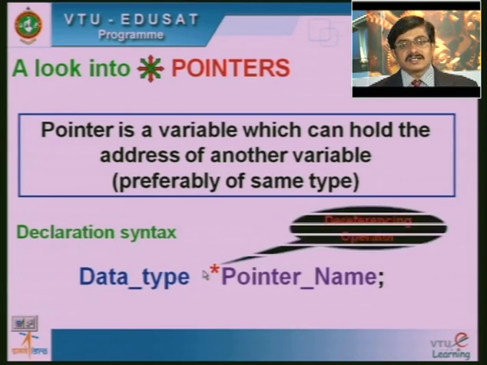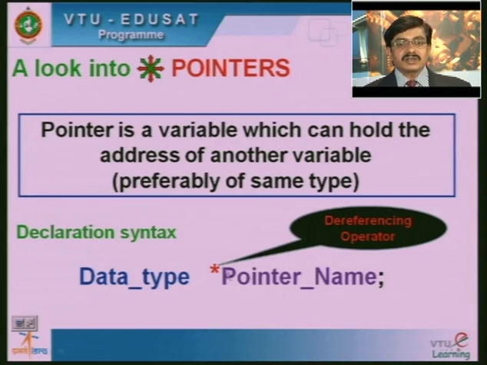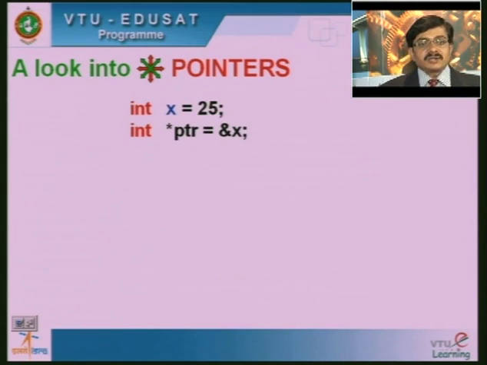This star is called a dereferencing operator. This is not multiplication. Multiplication is the one which we have seen in the arithmetic operations, but basically this star refers to a dereferencing operator. So now, consider these particular declarations.